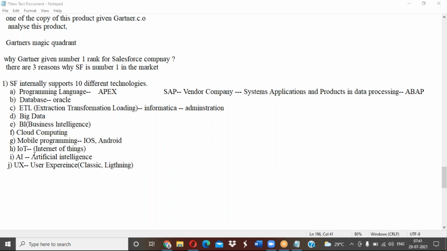Next one. What is the next one here? IoT. IoT means Internet of Things. Has anybody heard the name called Internet of Things? What is the meaning of Internet of Things? Tell me, any one of you? What is the meaning of Internet of Things? Is nobody responding?